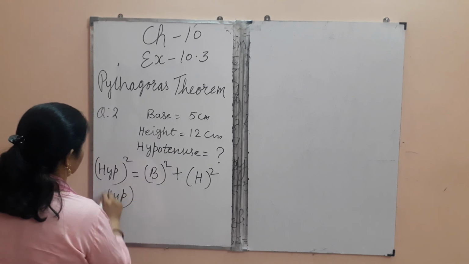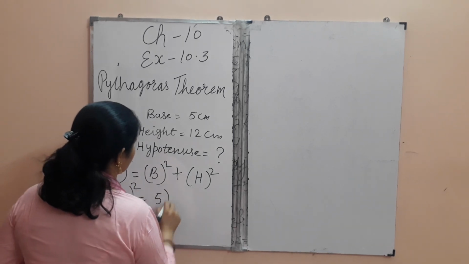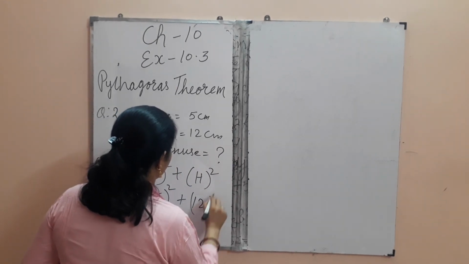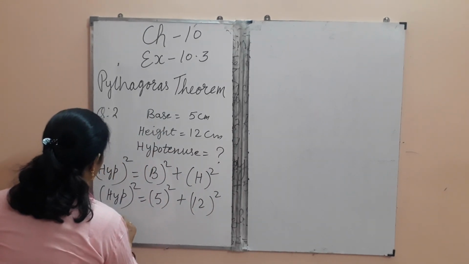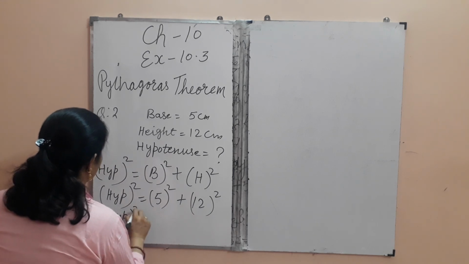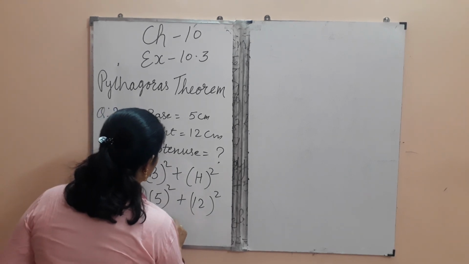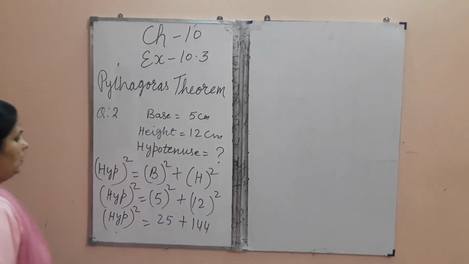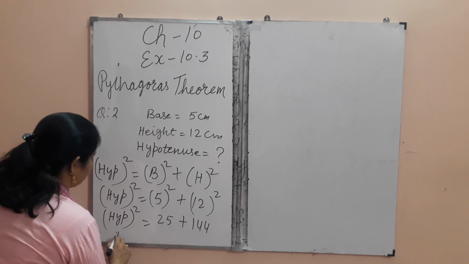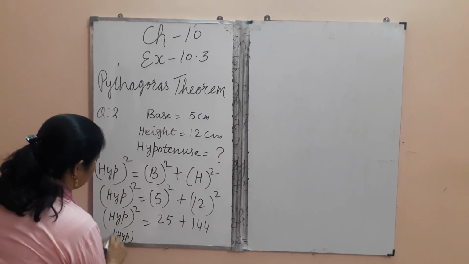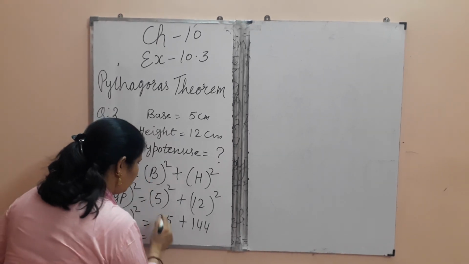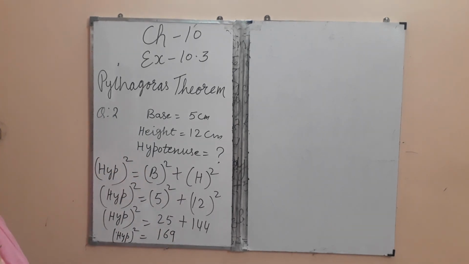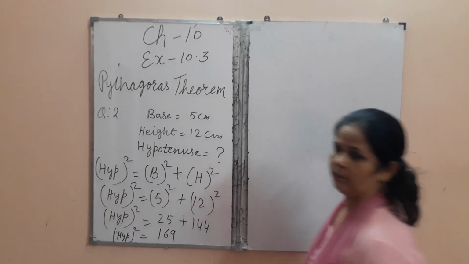Hypotenuse square will be 5 square plus 12 square. So hypotenuse square will be 25 plus 144. So hypotenuse square will be 169. So 169 is the square of which number?